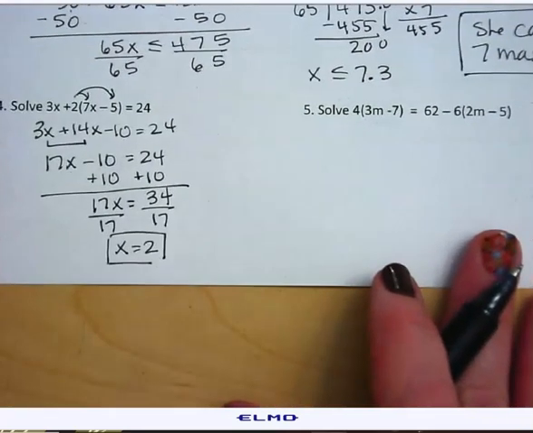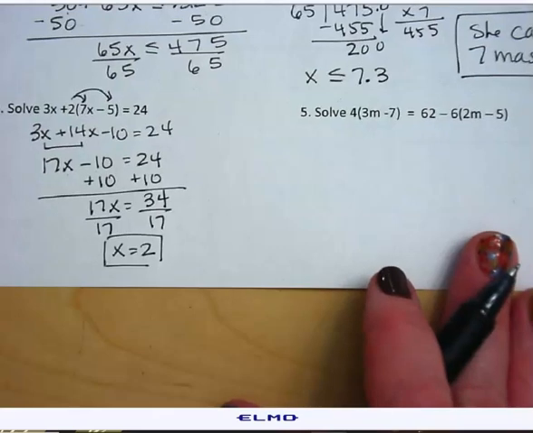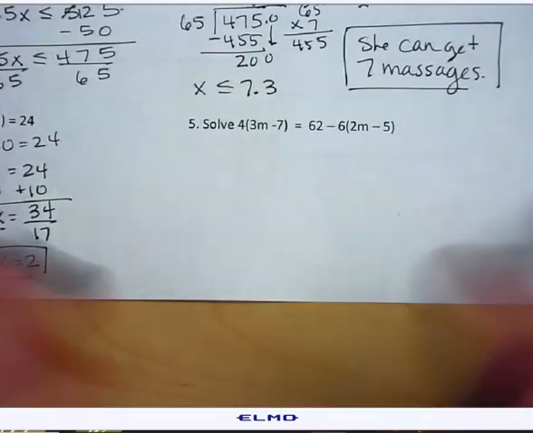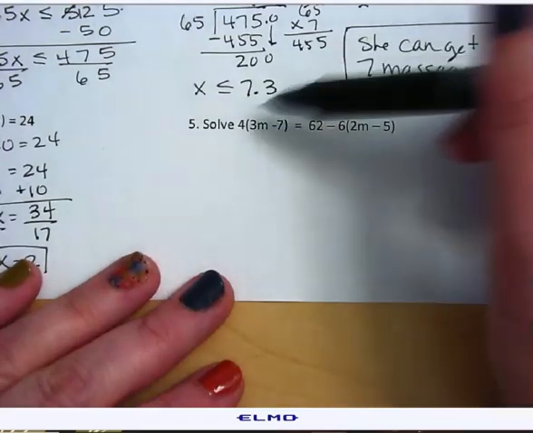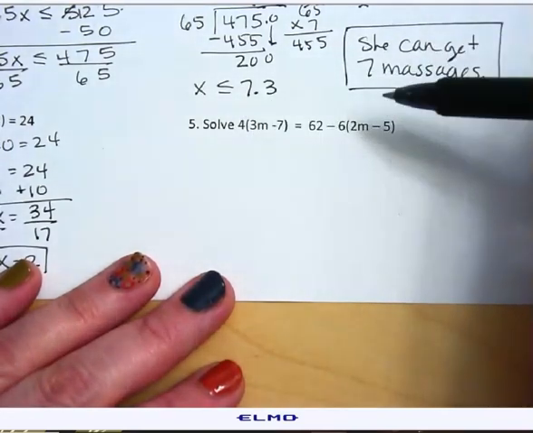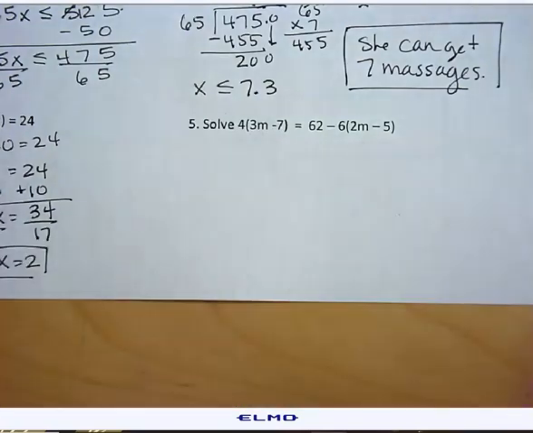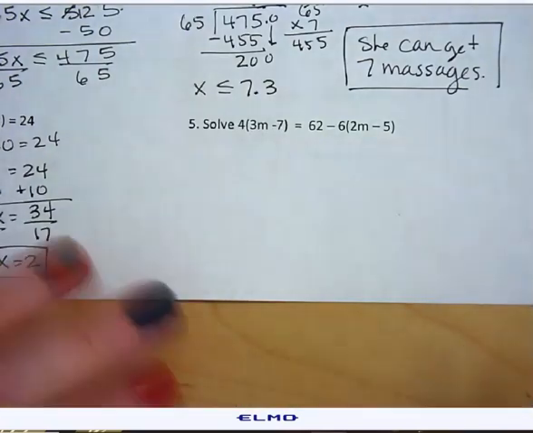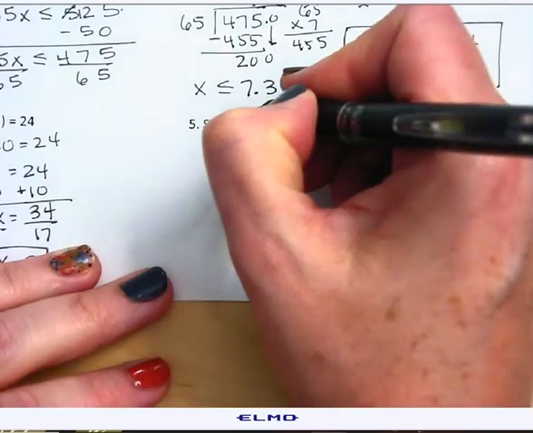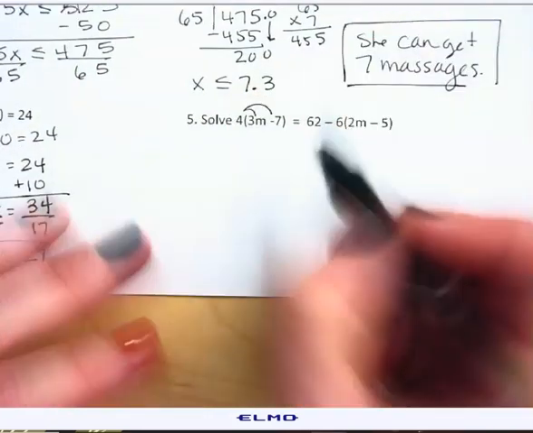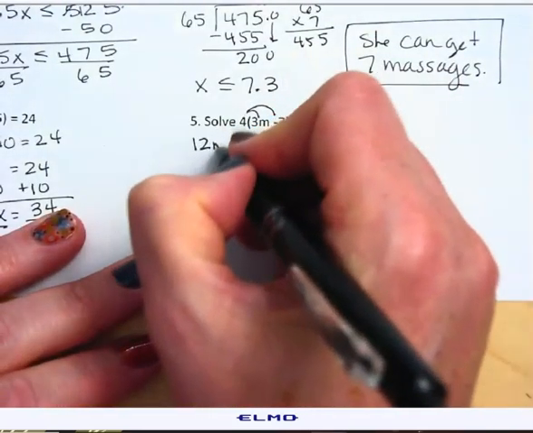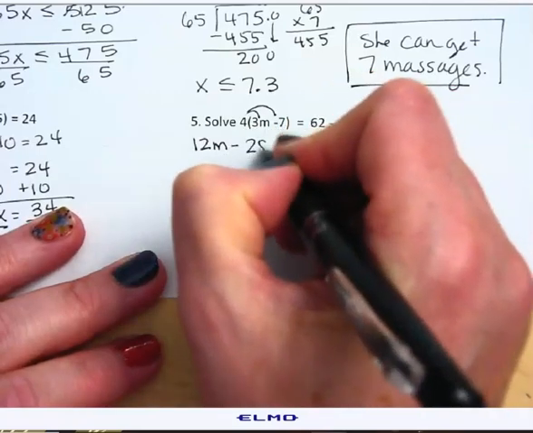On number 5, there's some differences. One is that there's 2 distributive properties, and another is that there's variables on both sides. So we're going to have to take care of both of those things. On the left, I'm going to distribute this 4 to both terms. That gives me 12m minus 28.